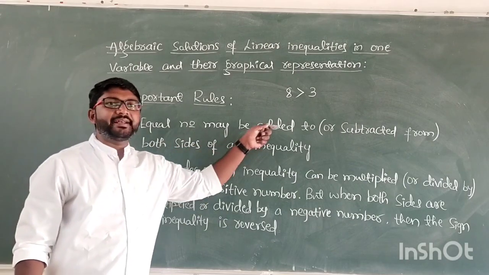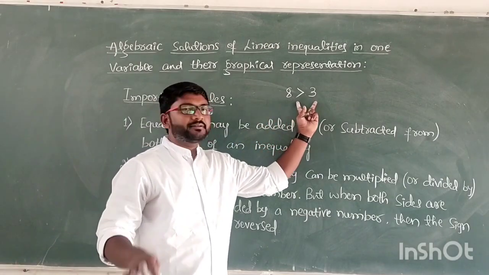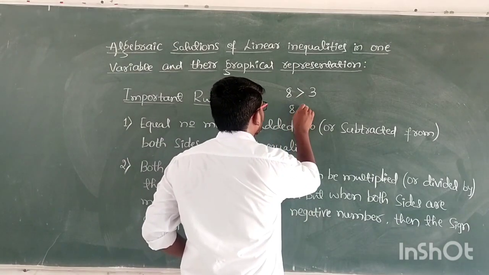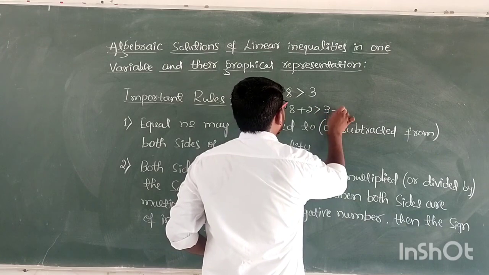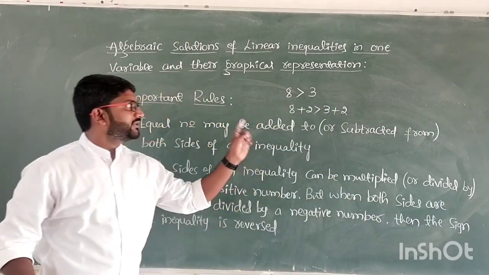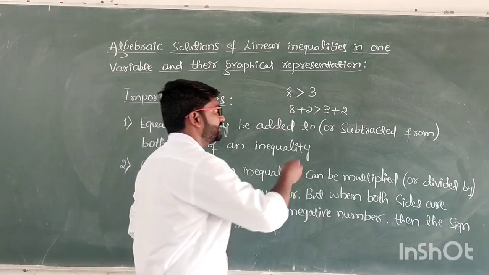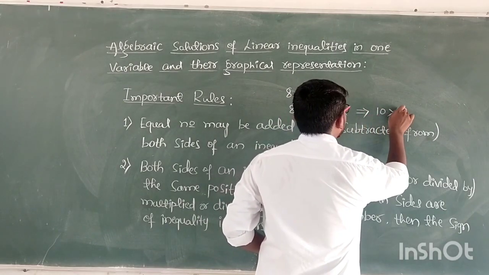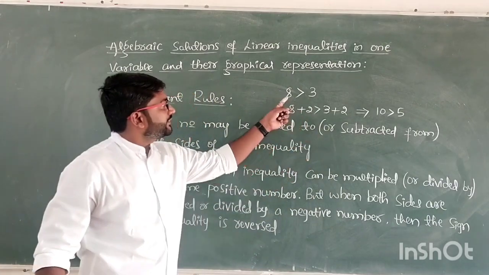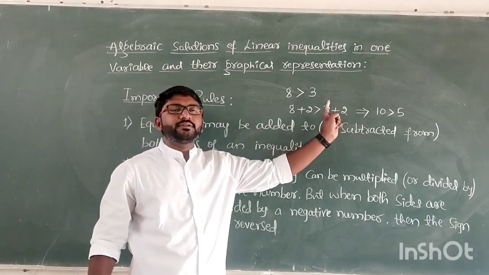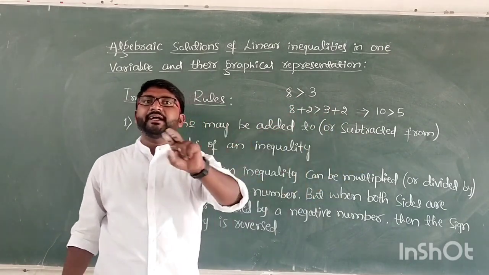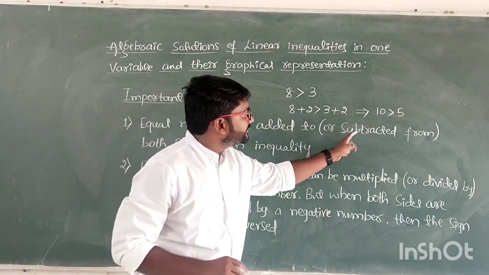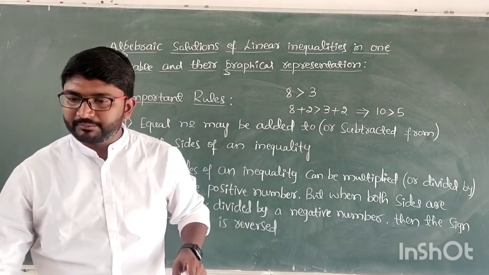Equal numbers may be added, so on both sides we can add the same number. For example, I will be adding 2. 8 plus 2 greater than 3 plus 2. So this implies in the next step we get 8 plus 2, it is 10, greater than 3 plus 2, it is 5. So 8 greater than 3 becomes 10 greater than 5 when you add the equal number to both the sides. And we can also subtract the equal number from both the sides.